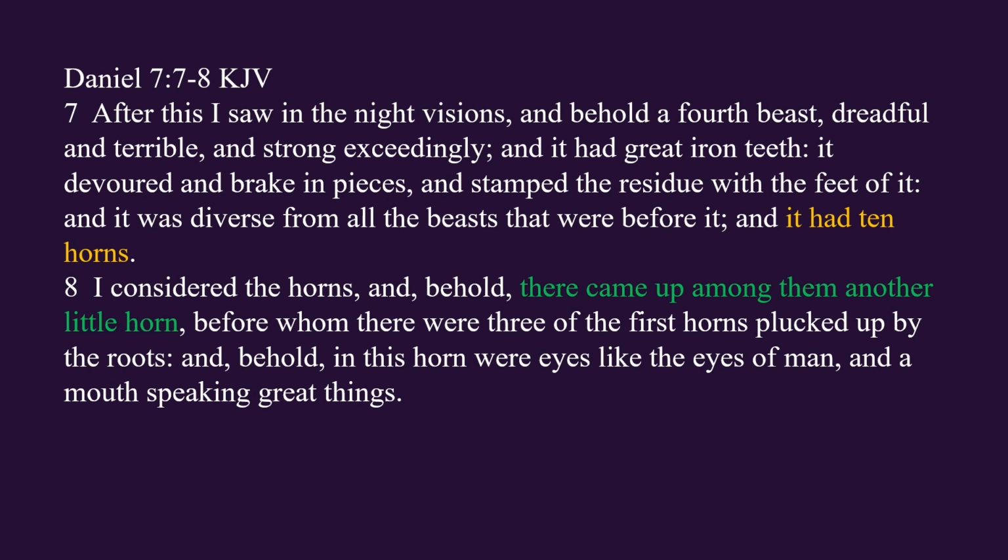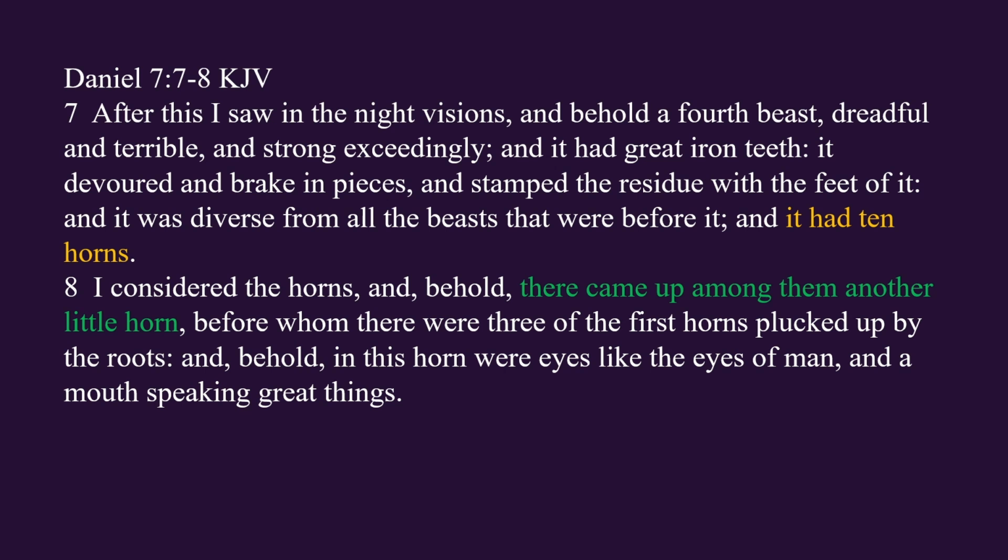In Daniel 7, verses 7 and 8, remember Daniel 7 is a parallel chapter to Revelation 13, a parallel prophecy. In verse 7 of Daniel chapter 7, it says, After this I saw in the night visions, behold, a 4th beast, dreadful and terrible and strong exceedingly, and it had great iron teeth. Of course, this is the Roman Empire. It devoured and brake in pieces and stamped the residue with the feet of it, and it was diverse from all the beasts that were before it, and it had 10 horns.